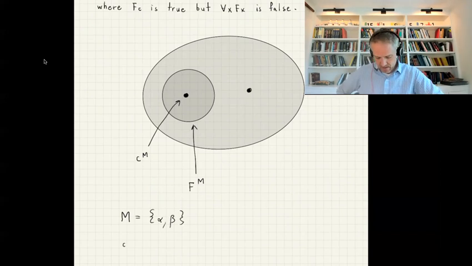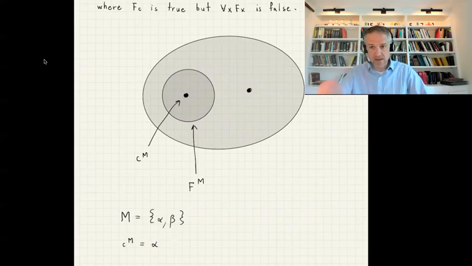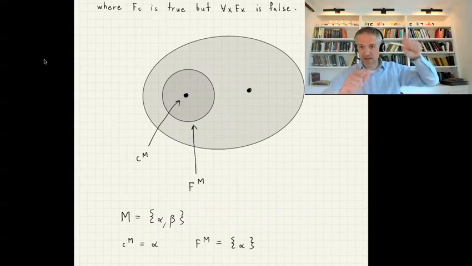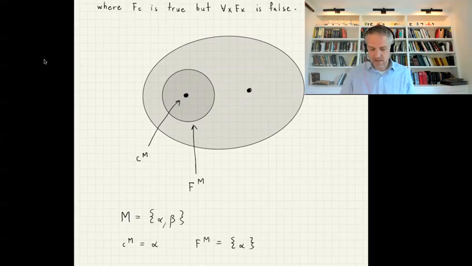Then I said the extension of C is alpha. Now notice C names an individual, not a set of things. It names just one thing, whereas the predicate symbol F picks out a sub-collection, so 0, 1, or more things within the domain. I picked the extension of F to be the singleton subset {alpha}, the collection of things that only contains alpha. That's why F is the circle around alpha. C names the one thing that's inside that circle. Okay, so that's a counterexample.